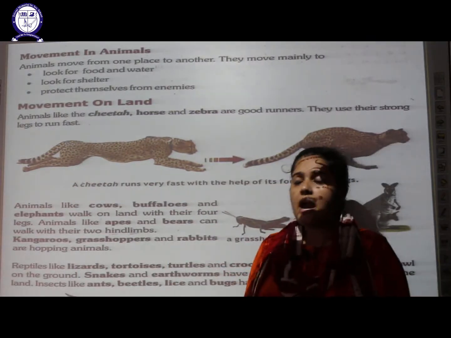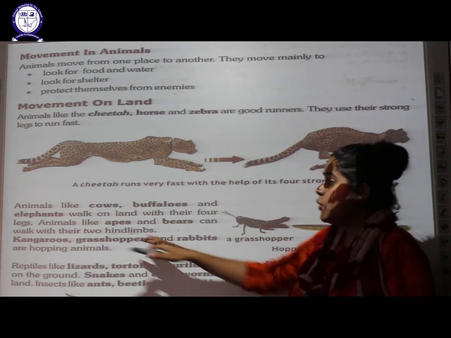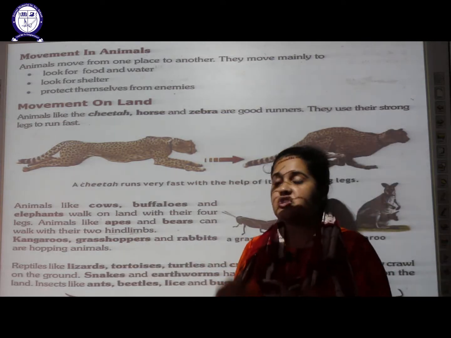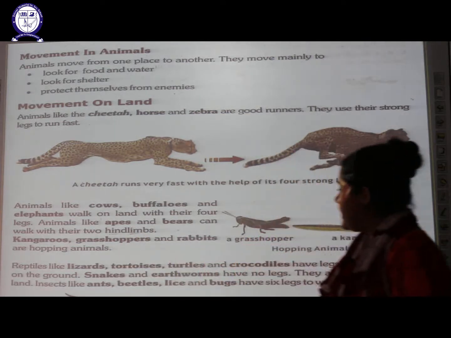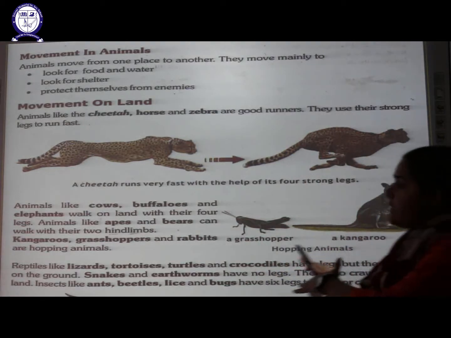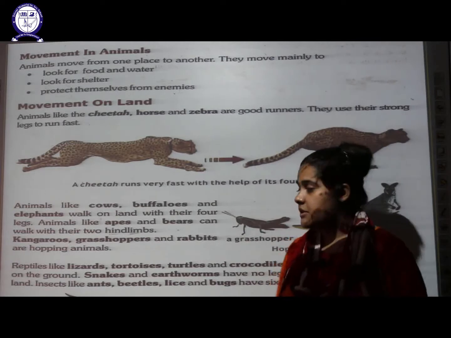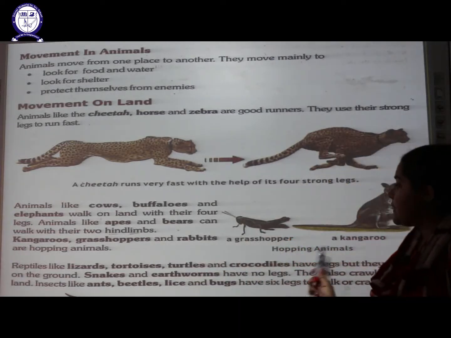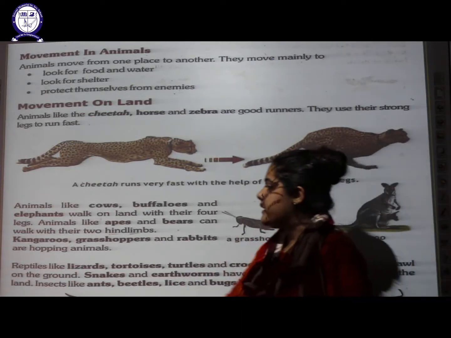Then there are certain other animals, students, which don't walk but hop and jump. The examples of these, you might have seen, are the grasshopper and the kangaroo. These animals are called hopping animals because they hop, they don't walk on land.